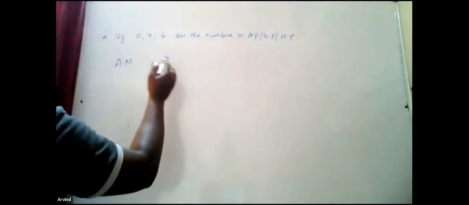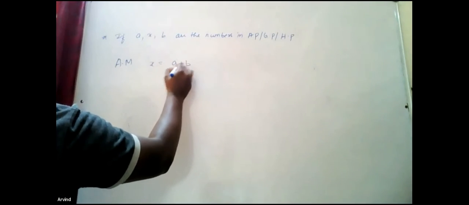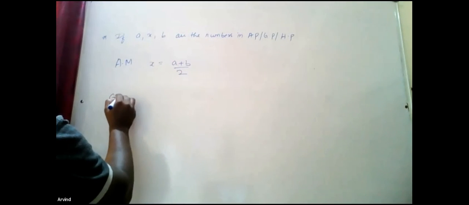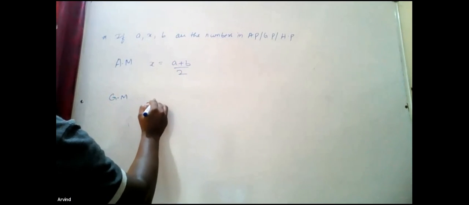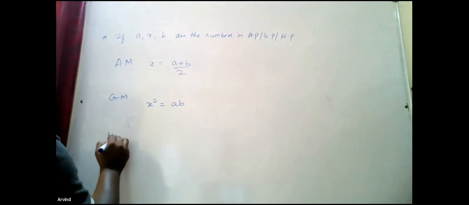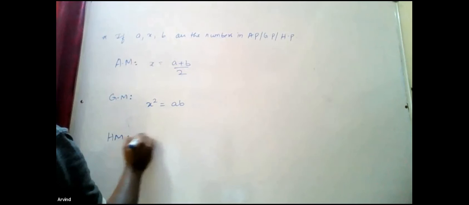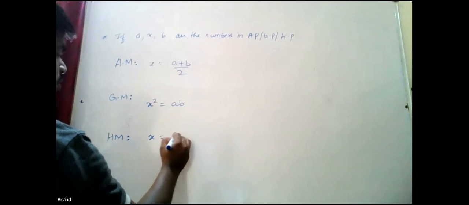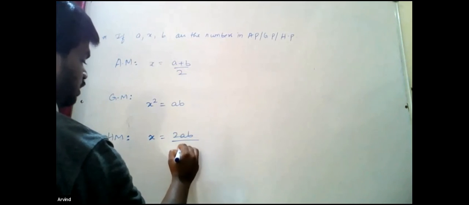So the formula to find the arithmetic mean is x is equal to (a plus b) by 2. To find the geometric mean, x square is equal to ab. That's the formula. To find the harmonic mean, x is equal to 2ab by (a plus b). Okay, you do not need to derive all these formulas. For our reference, they are required.